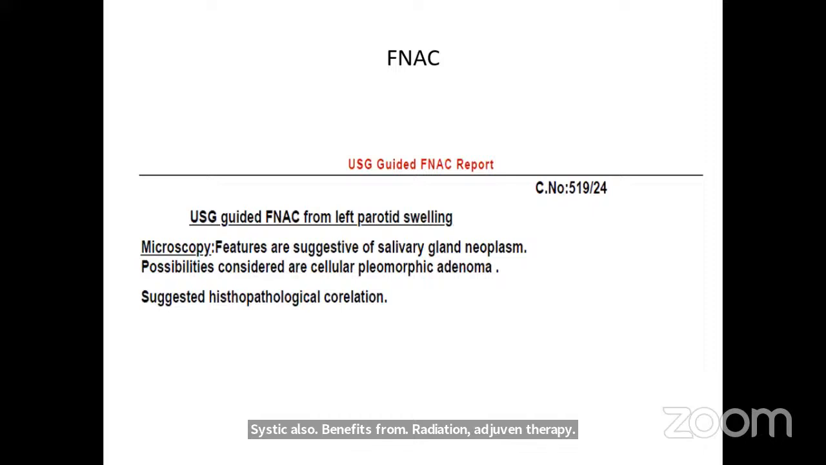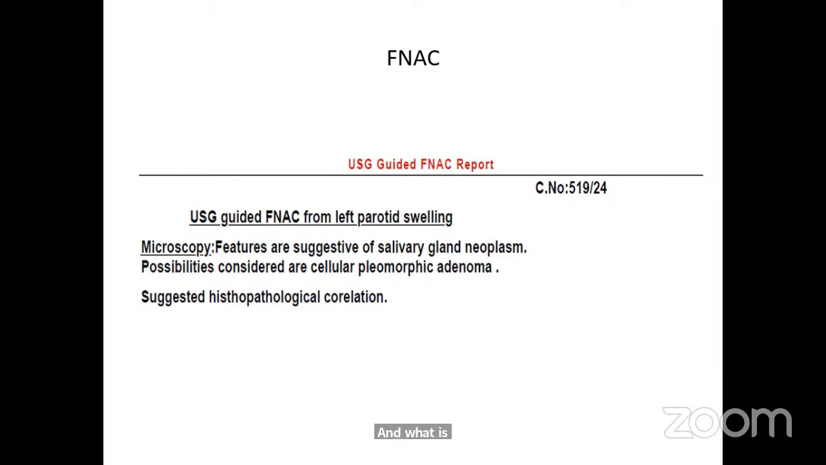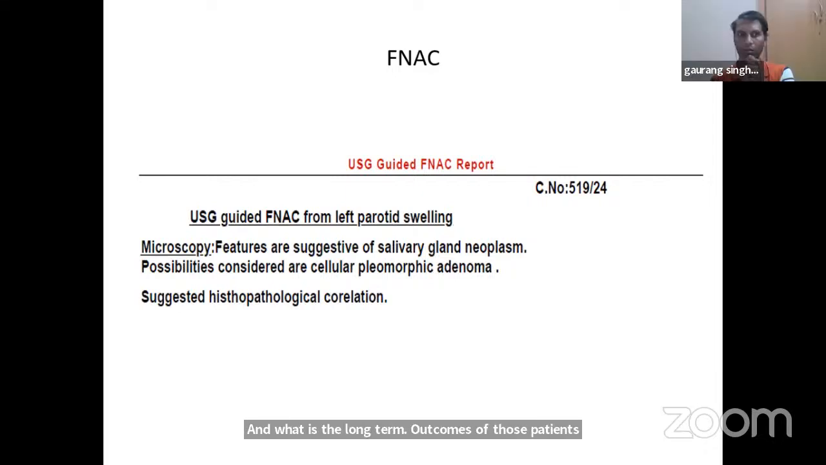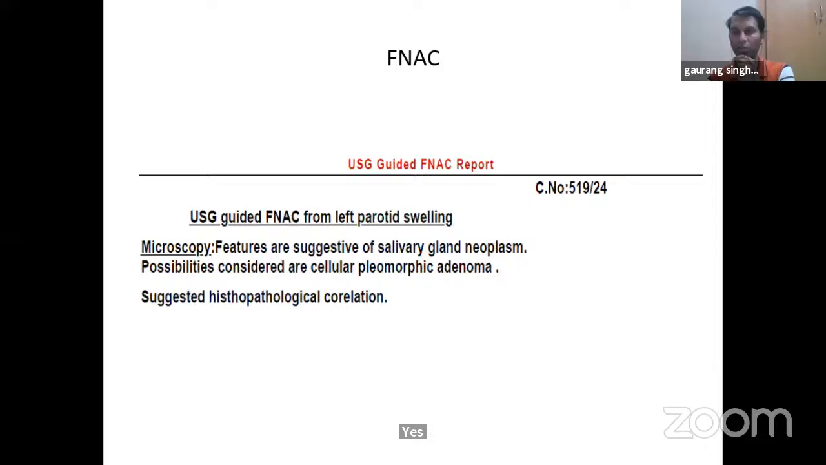Okay, you have done the parotidectomy and, do you preserve the greater auricular nerve in all cases, or what happens if you section it, and what is the long-term outcomes of those patients? Sir, we can sacrifice the anterior division of the greater auricular nerve, sir. Yes. We can like the posterior because it's supplying the lobe, helping sensitivity of the lobe.